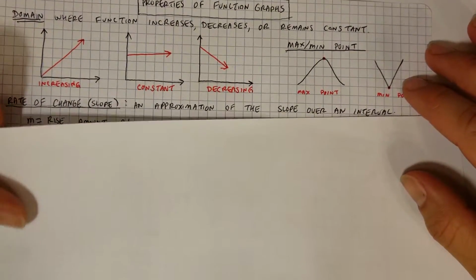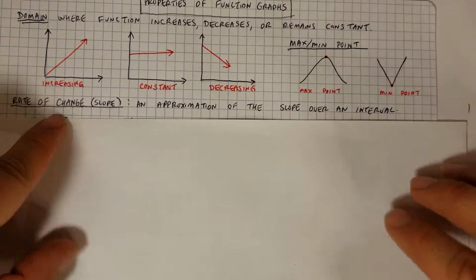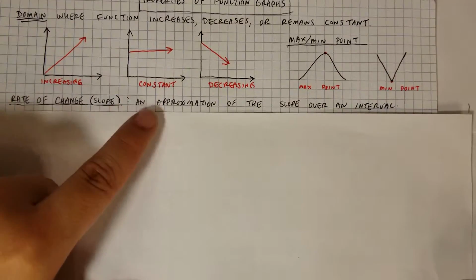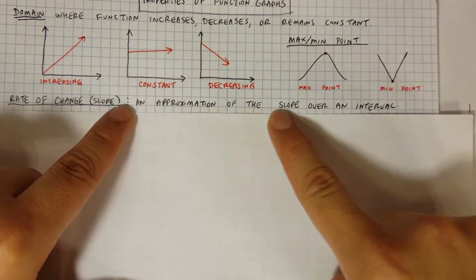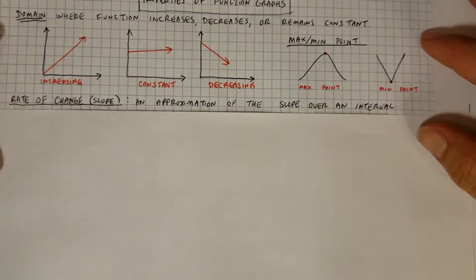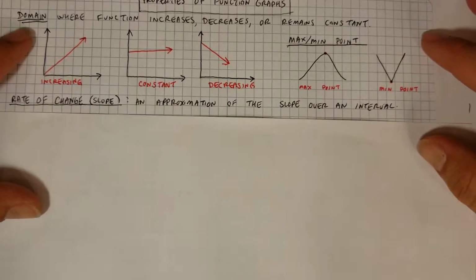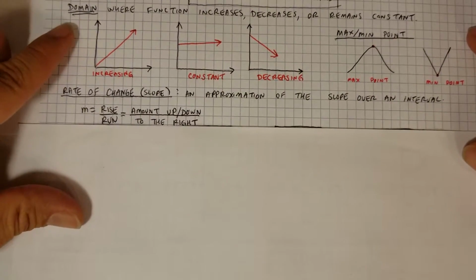Okay, the other thing that I might ask you guys is the rate of change. So what is the rate of change? The rate of change is just a fancy way of saying slope. Remember, slope is rise over run. The rate of change is an approximation of the slope over an interval. So if they ask you for the average rate of change, they basically are just asking you for the slope.